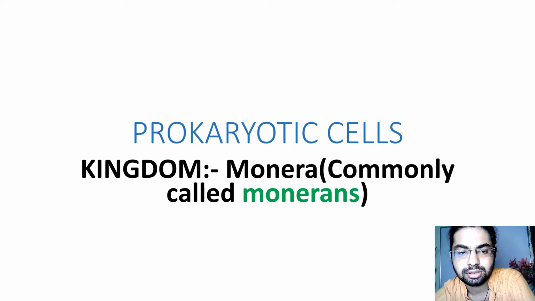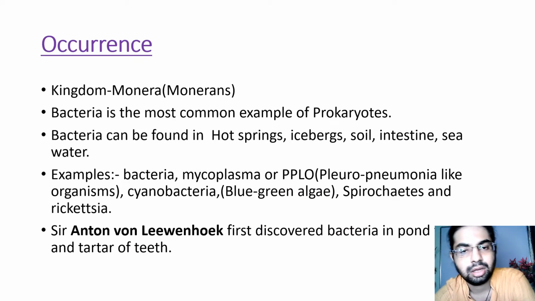Prokaryotic cells belong to kingdom Monera and are commonly called monerans. Bacteria is the most common example of prokaryotes. Bacteria are found in hot springs, icebergs, soil, intestine, seawater. It is ubiquitous in nature. Each and every place we find bacteria. Other examples of prokaryotes are Mycoplasma, PPLO (pleuropneumonia-like organisms), cyanobacteria (blue-green algae), spirochetes, and rickettsia.